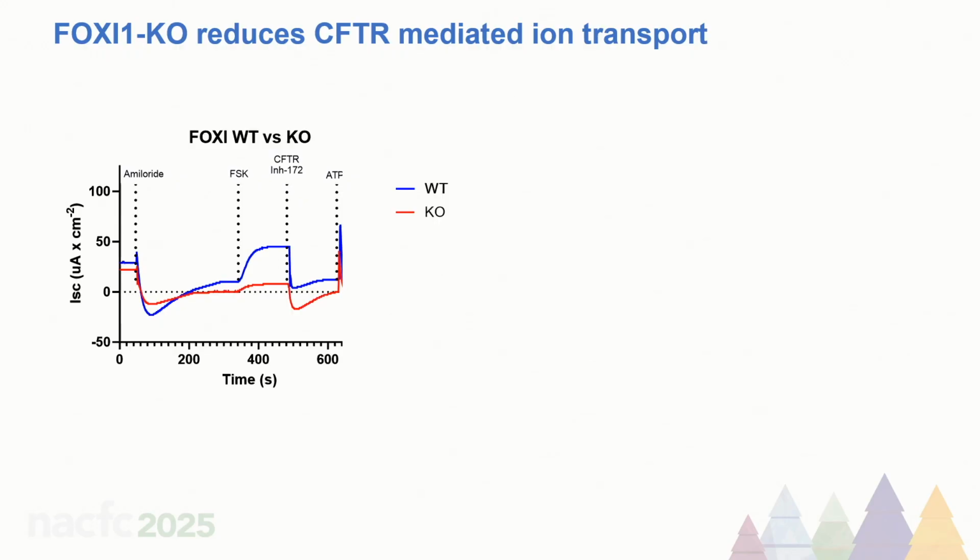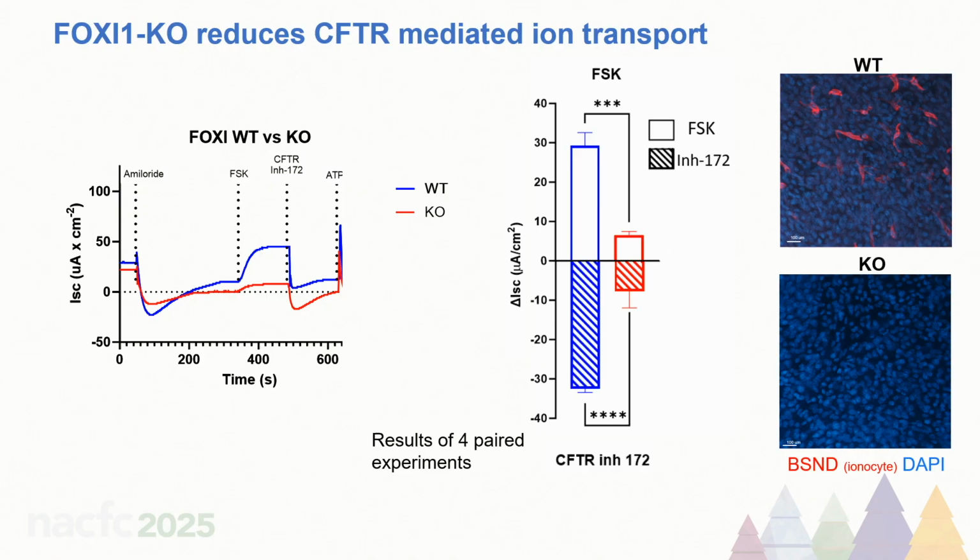And in our knockout cultures, we saw a significant reduction in our forskolin and CFTR inhibitor 172 response, though not a complete elimination. And so presented here is the average of 4 paired experiments, as well as representative microscopy of the wild type and the knockout cultures with BSND as a staining marker of mature ionocytes. That stain isn't from the same wells that underwent Ussing, it's from paired wells harvested on the same day of the Ussing trace.